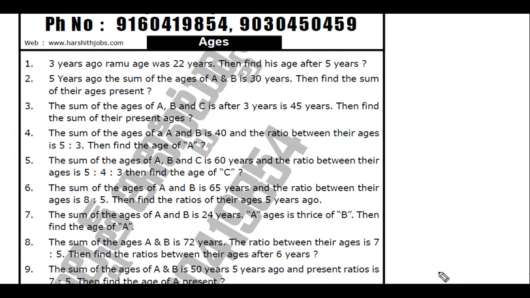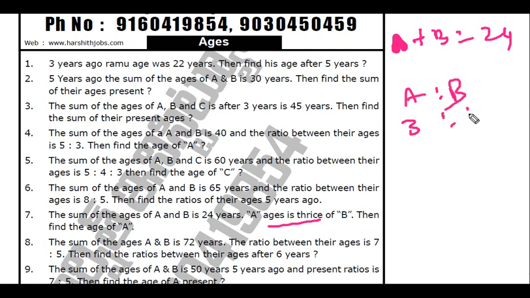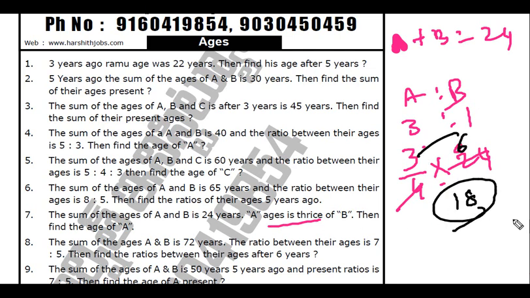Next one. The sum of the ages of A and B is 24 years. A plus B is 24 years. A's age is thrice of B, means A is to B equal to 3:1. Then find the age of A. 3 by 4 into, 3 plus 1. Age of B, A. So 24. So 4 6 years, 3 6 years. What is the age? 18. Okay. Age of A is 18.